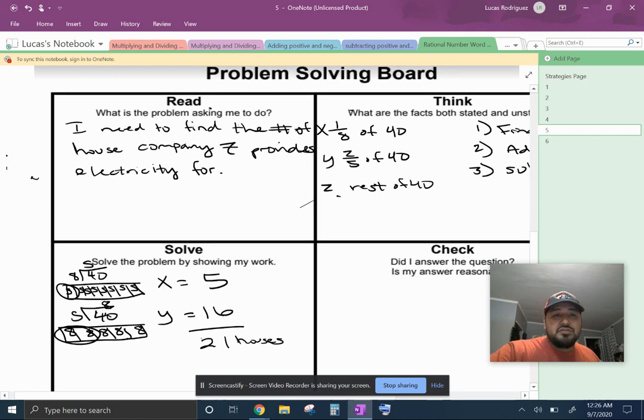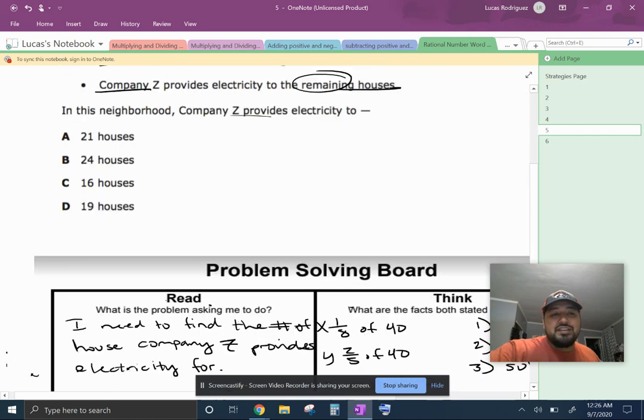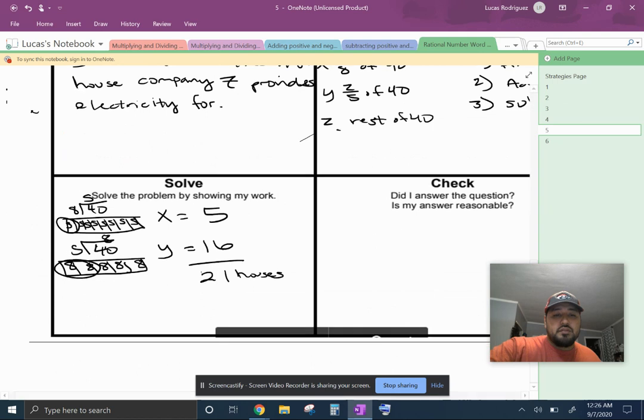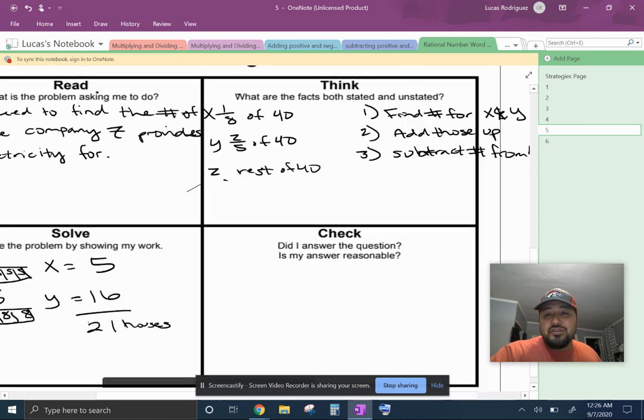Is that an answer choice? I bet you it is. Yes, it is. You see here, 21 houses is for X and Y, but it's not for Z. So I'm going to cross that out. Look at how they tried to trick you. You see that? So I added those up, which was the next thing I was going to do.